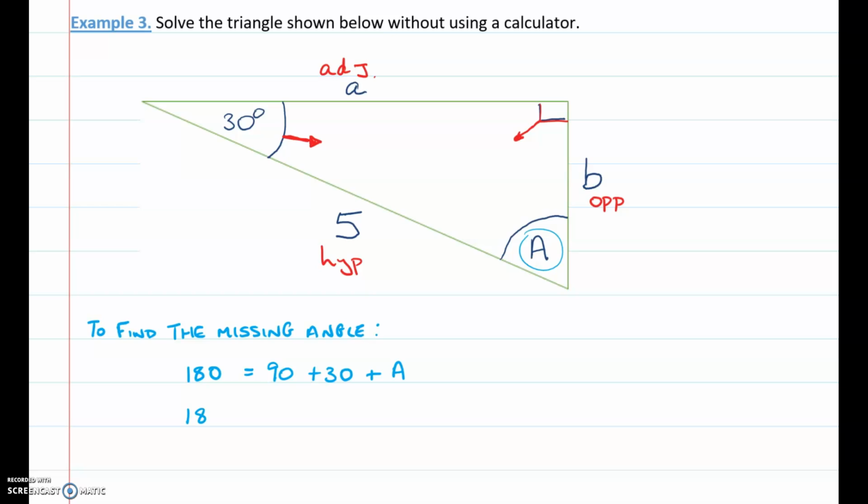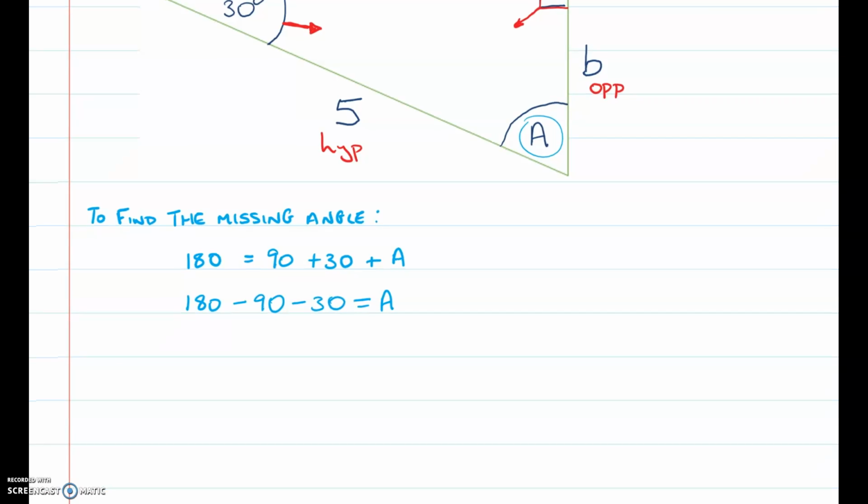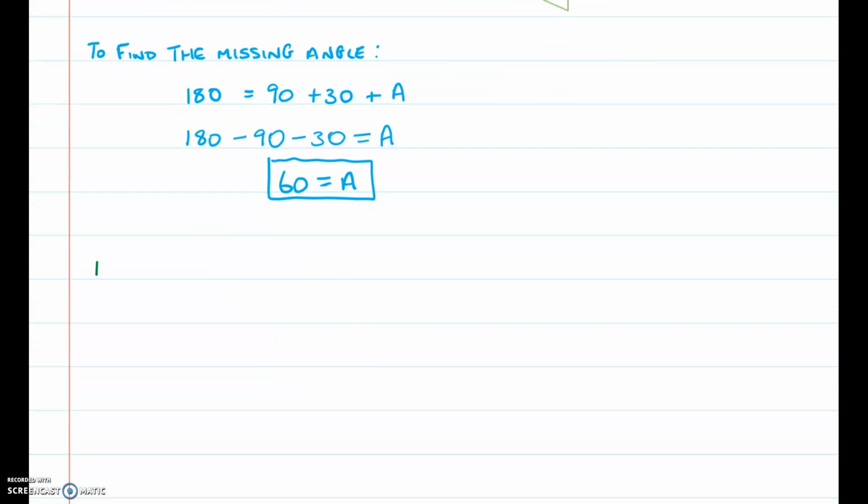So that's 180. If we want to get the A on its own, the 90 and the 30 are in the wrong place. So take away each of those from 180. And that gives us 60 degrees. 180 minus 90 is 90. Take away 30 is 60. So 60 is equal to A. So that's the first thing done. We find the missing angle. Now let's try and find the missing side. We can decide whichever one we want to find first. Let's take these in alphabetical order to find side A.